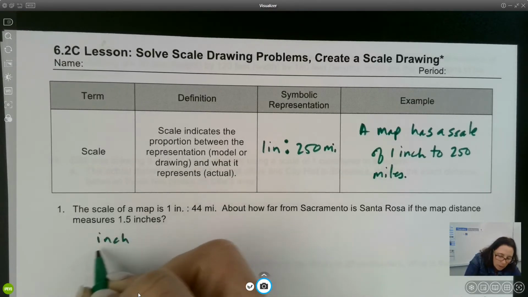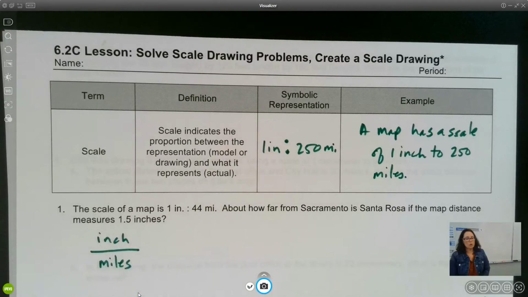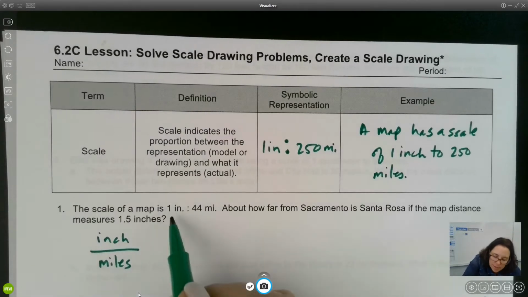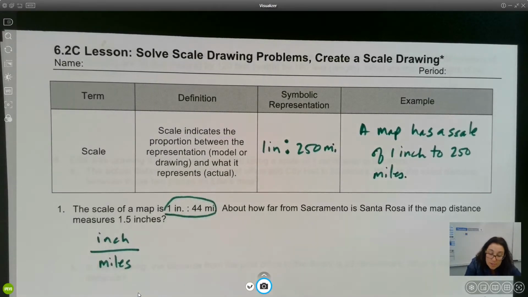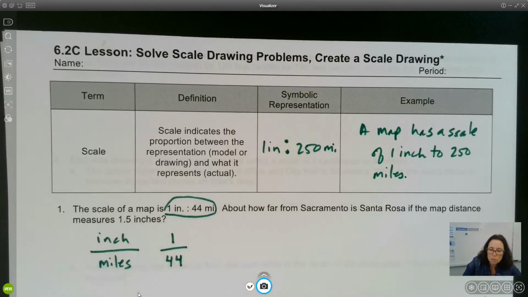Sometimes it's really helpful to write the way that you're going to set up the problem. So anything to do with inches for me is on the top. Anything for miles for me is on the bottom. Okay, you could have set it up the other way, miles over inches, and then any miles would have been on the top and any inches would have been on the bottom for you. Okay, so this is key to our problem. That is the scale that's given to us. So we've got 1 inch to 44 miles. Do not put the units within the proportion.